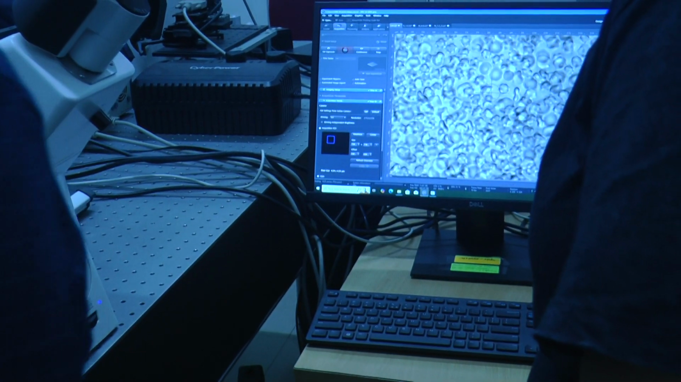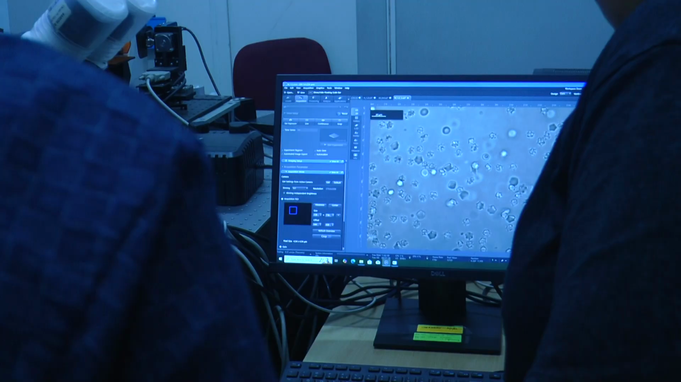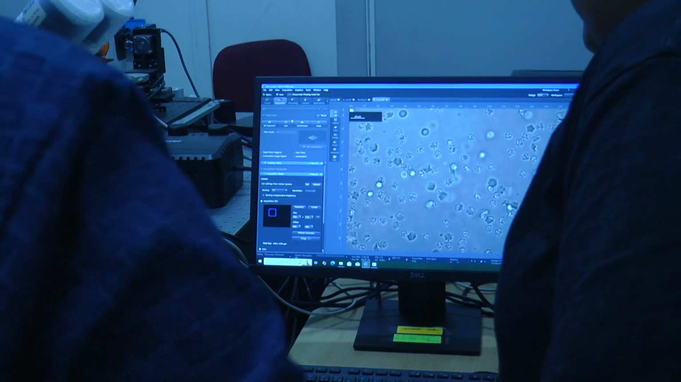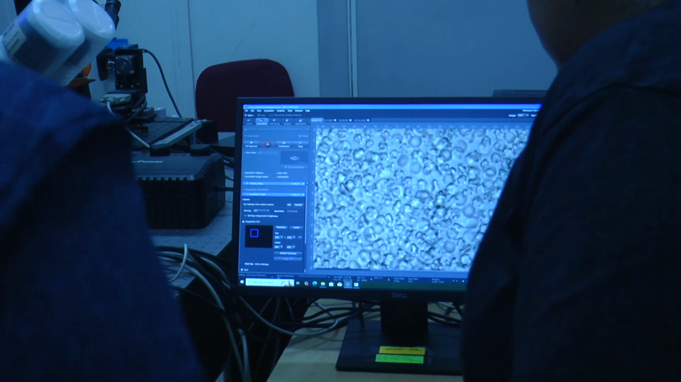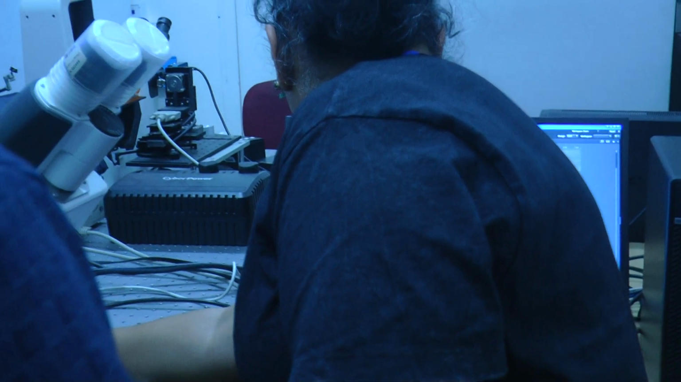Okay. But then, you can see that they're crenated, right? Crenated cells look like this, and what you have gotten is this. Can I take a picture? Wait, I'll see if I can get a better view of yours.